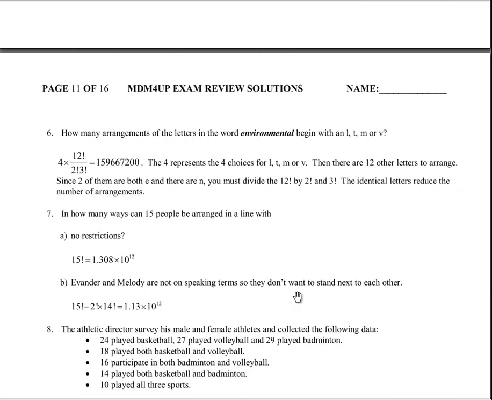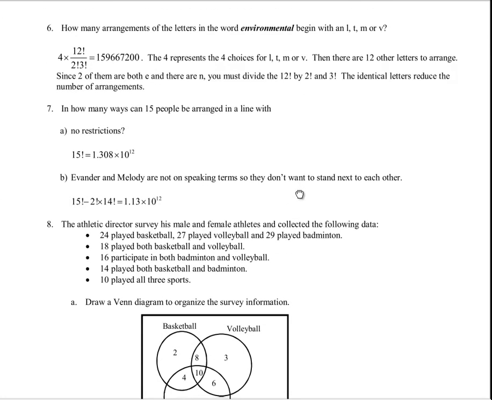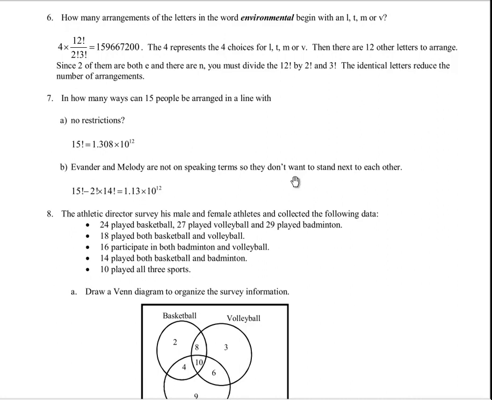Flipping up to question number 6 on page 11, you're asked how many arrangements of the letters in the word environmental begin with an L, T, M, or V? Now, L, T, M, or V, there are 4 letters there. Once we say that there's one of these 4 choices to be at the beginning, there's, and you should count, 13 letters there altogether. So there's 1 letter here, and there's 12 other letters. Of those, notice that there are 1, 2, 3 identical N's and 2 identical E's.